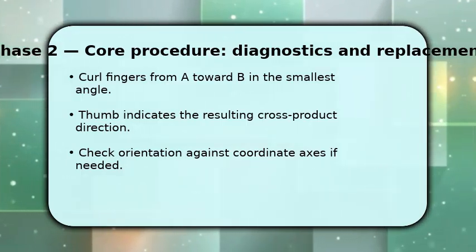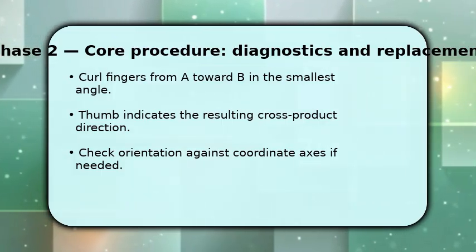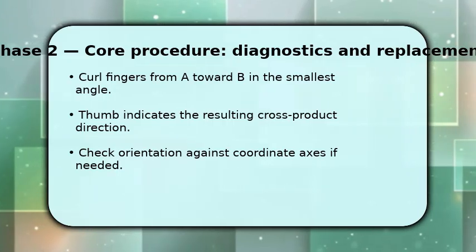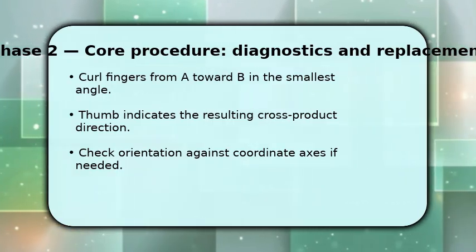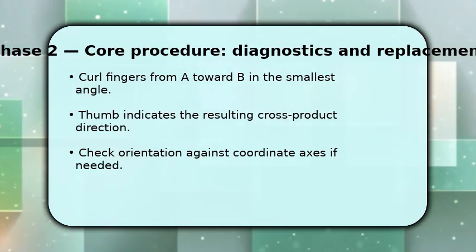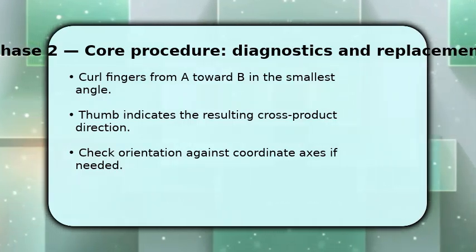As you curl, observe where your thumb naturally points. That thumb direction is the cross-product result. Once you see the thumb direction, translate it into the coordinate system you use, for example up, down into the page, or along +C. If vectors are collinear, the thumb will be undefined or zero length, indicating no perpendicular component.